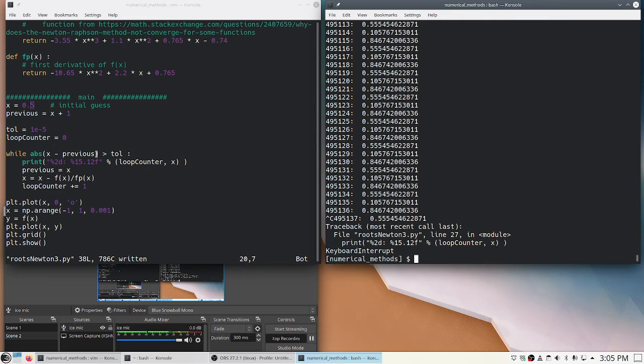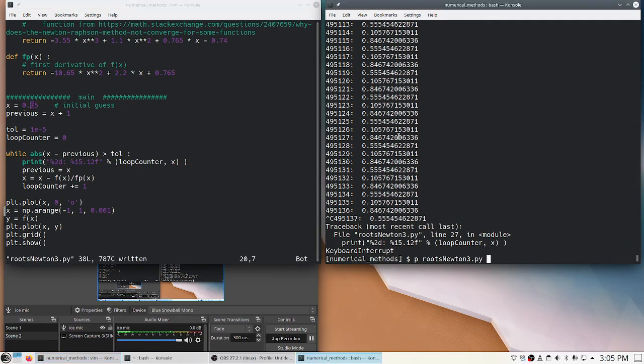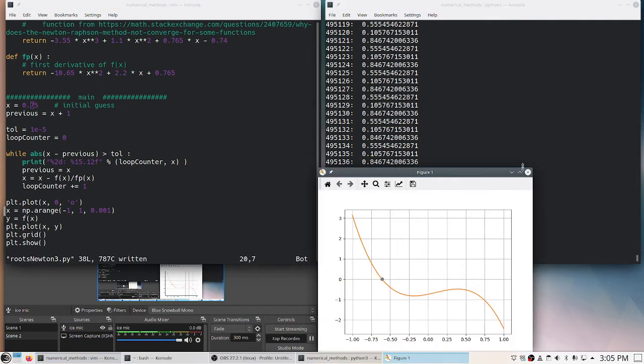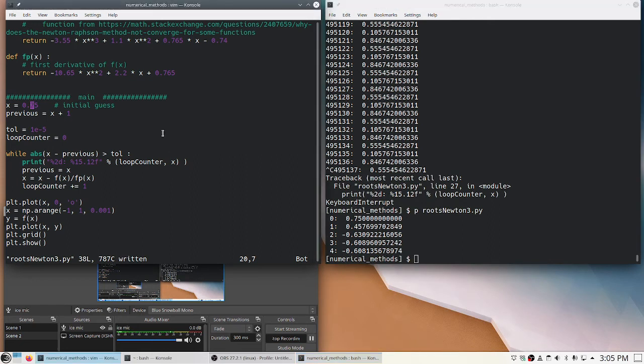So what you could do is, if your first guess doesn't work, pick something else that you think will work. Like, this isn't that far from values that didn't work, right? -1 or +1 or whatever. I don't know if this will work. Let's try 0.75. And yeah, that worked. And it also only took 4 iterations. But this is very sensitive.